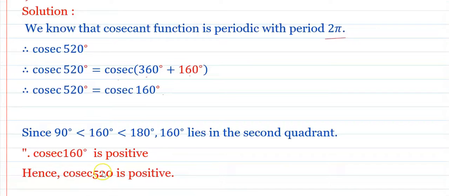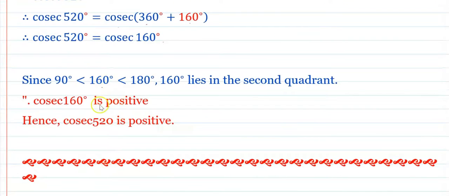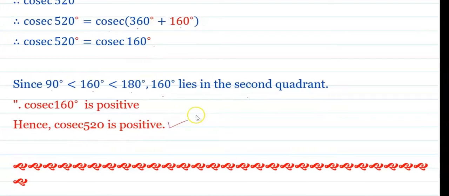Again, the angle 160 lies between 90 and 180. That is, 160 lies in the second quadrant, and in the second quadrant cosec 160 is positive because sine is positive. Cosec is the reciprocal of sine, and hence cosec 520 is positive.